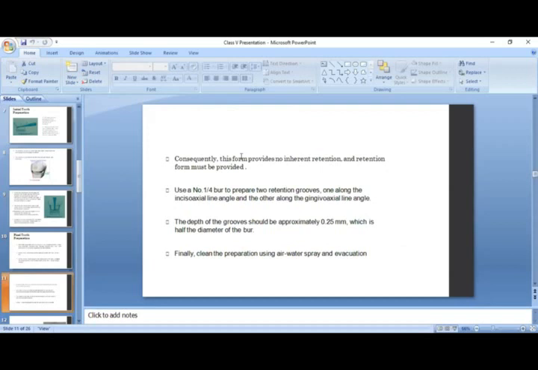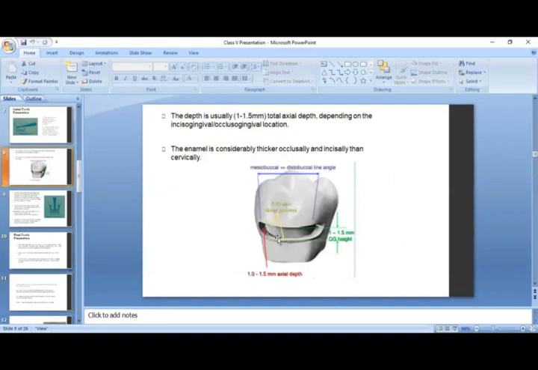Consequently, this form provides no inherent retention, and retention form must be provided. Use a number 1 posterior bur to prepare the two retention grooves, one along the inciso-axial line angle and the other along the gingivo-axial line angle. Now, where are we supposed to place the two retention grooves? Coming back to the diagram, the retention grooves can be placed in that area. This is the gingival, and this is the incisal.